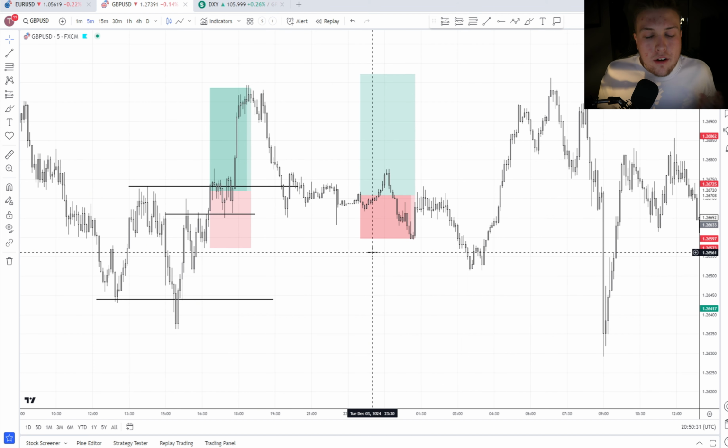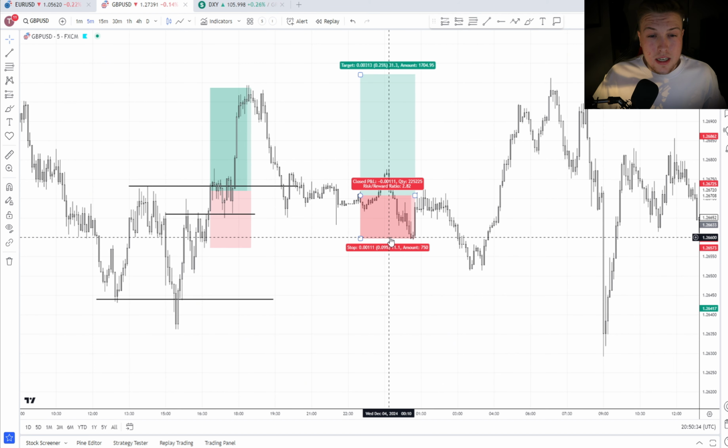The thing is with trading, it's very much about risk rewards, okay? It doesn't matter how much you win, doesn't matter how much you lose. You just want to have a risk reward that aligns with your win rate, okay?